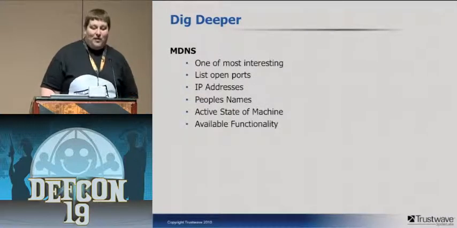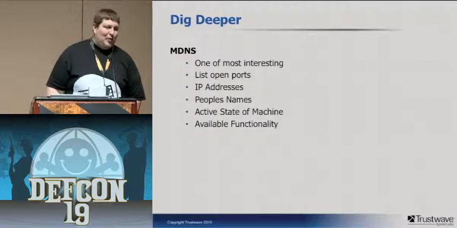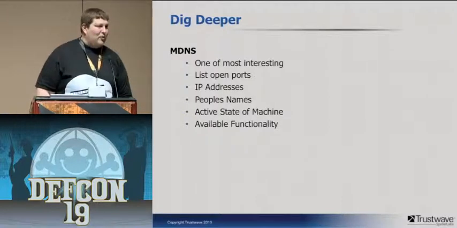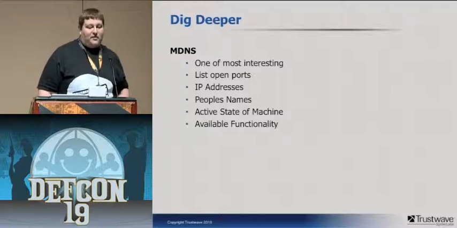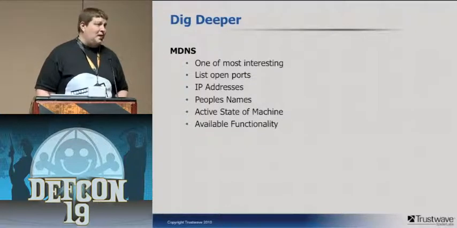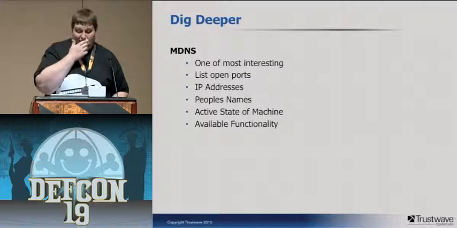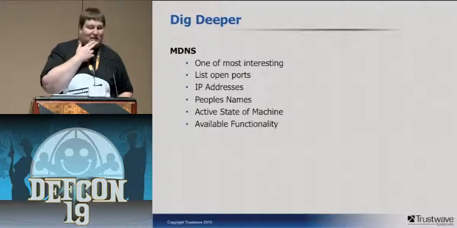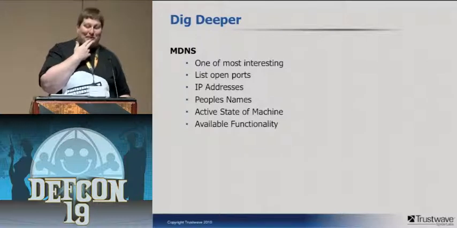MDNS is my favorite one. It can give you everything from a list of the open ports. So it's basically a free port scan for Mac in a lot of cases. A lot of the ones that I see for this are Mac related as far as listing open ports. So just from hanging out and listening to MDNS data, you can figure out what ports are running, whether or not sharing is enabled, and all sorts of other goodies. The only thing that I can figure out is that my Mac must be a whore because it wants everybody to know what's open.